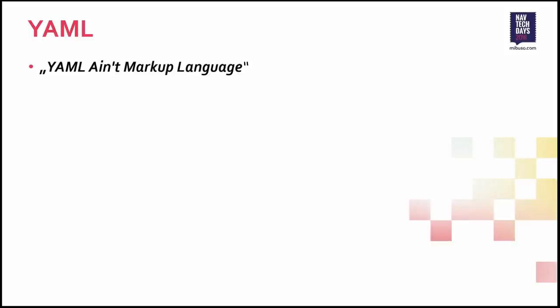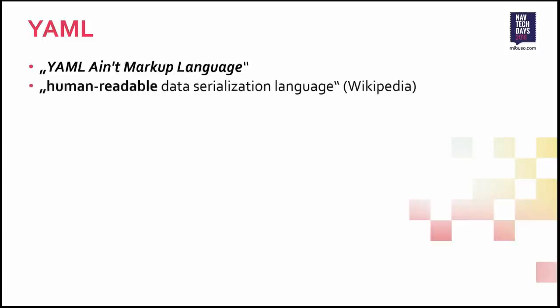YAML is a markup language, that's the definition from Wikipedia. It means it is not a markup like XML or HTML, and it's a human-readable data serialization language. Why do we care that it's easy for a computer to understand, like XML? I care that I can read the data because I'm human and I want to read it easily. Let the computer do something more complex with it. So you are going to make the computer understand you instead of you understanding the computer. Yeah, exactly.